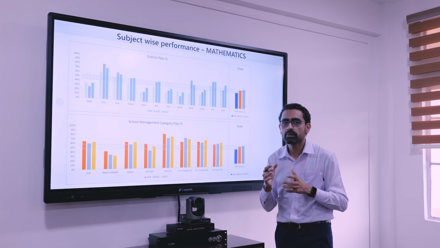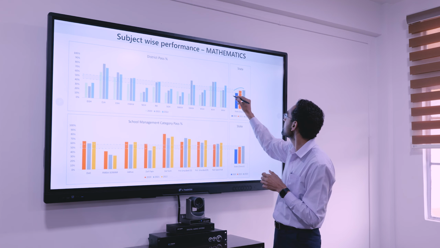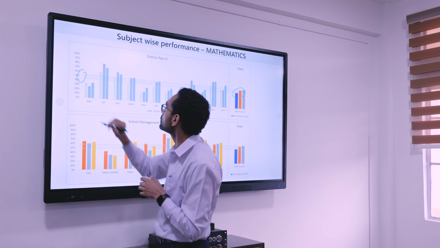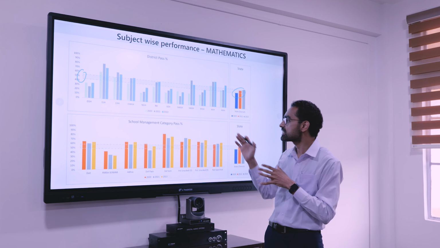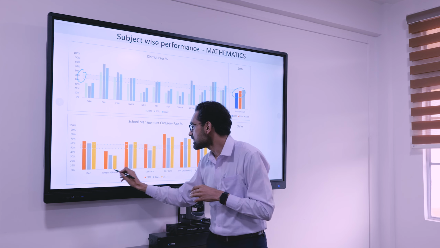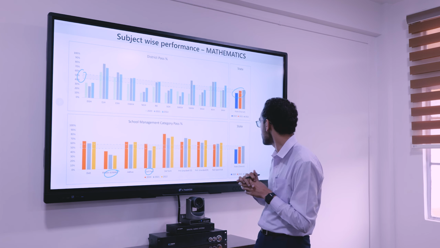Now coming to mathematics, perhaps this is the lowest. If you see the state performance, it is somewhere between 40 to 60, in the range of the 50s. The same spatial variation can be seen when we compare the Garo Hills and the Khasi Hills regions. As for schools as well, again the SSA schools and the deficit pattern schools are a little bit lower.